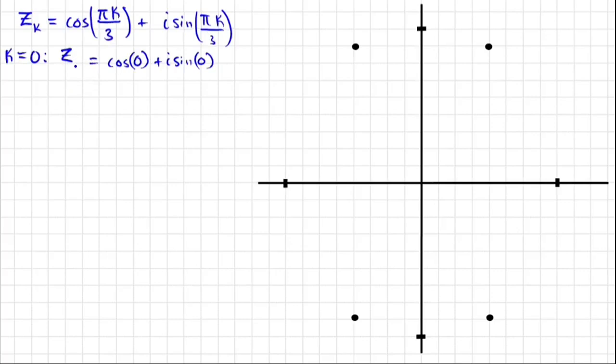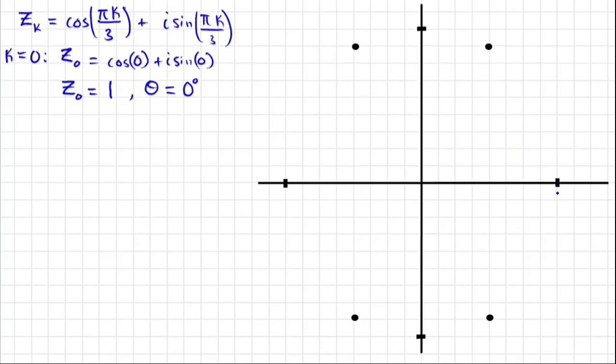So now this is z subscript 0. This whole thing just gives us 1. And we know that 1 is completely real, meaning that if this is the complex number, then theta is simply 0 degrees. And that's the point that we have right here.